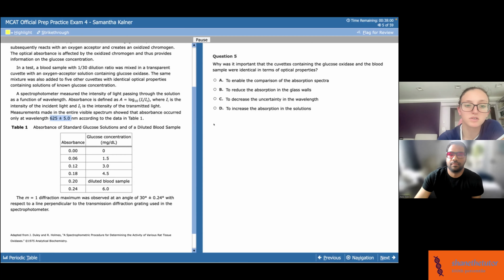I'm looking at the question. Containing identical optical properties. So I don't think it's the wavelength or increasing the absorption. Or reducing the absorption in the glass walls. It's just being able to compare it, right? Yep. Because you want to keep it constant if you are to compare them, right? Right. Good.